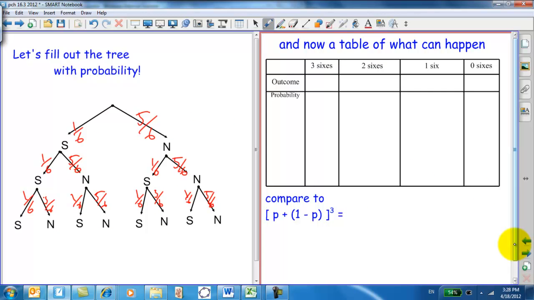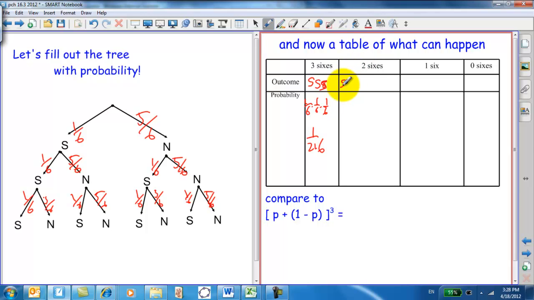And now a table of what can happen. Well, we could get 3 6s. And so that would be the probability of a 6, then a 6, then a 6, or 1/6 times 1/6 times 1/6, or 1/216 for the probability.